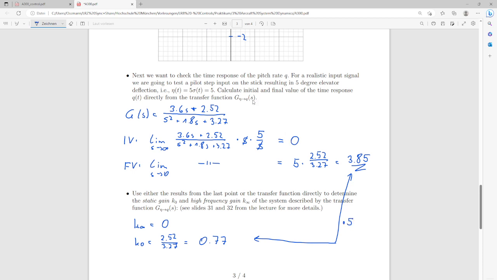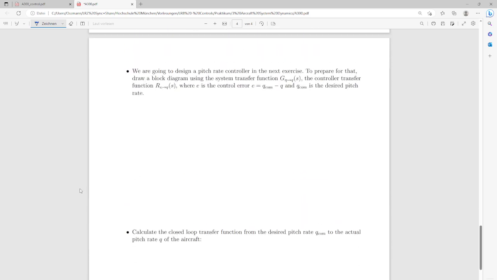So the connection between the static gain and this guy here is just a multiplication of 5, because we have an input of 5 degrees, right? We don't have an input with an amplitude of 1, but with 5. So we need to take the static gain here multiplied by 5. Okay, so far so good.